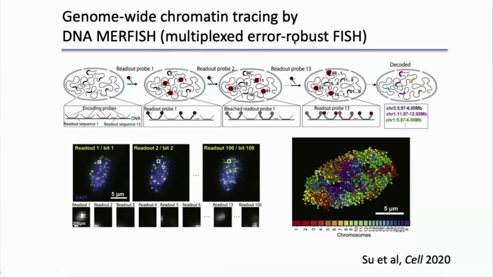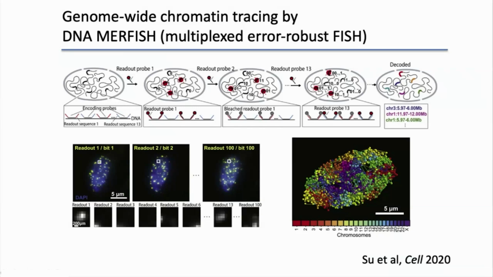Without going into the details, I'm just going to tell you that in this cell, for example, 1,000 genomic loci across the whole human genome are labeled, and they're labeled through this combinatorial barcode that's read out by this sequential highly multiplex FISH procedure to decode the barcode and also pinpoint their 3D position over 100 rounds of imaging. So really genome-wide chromatin tracing now.